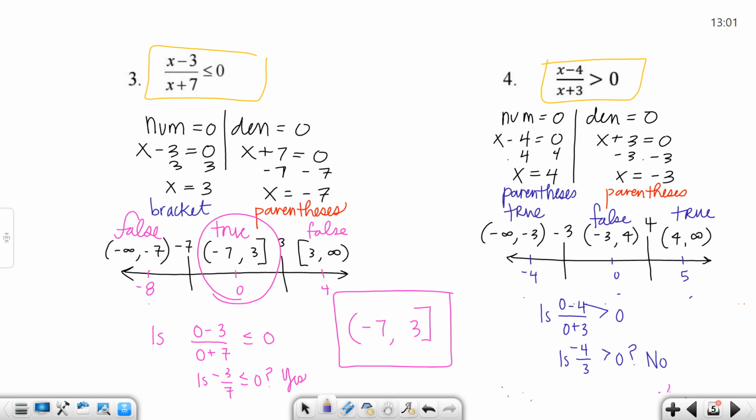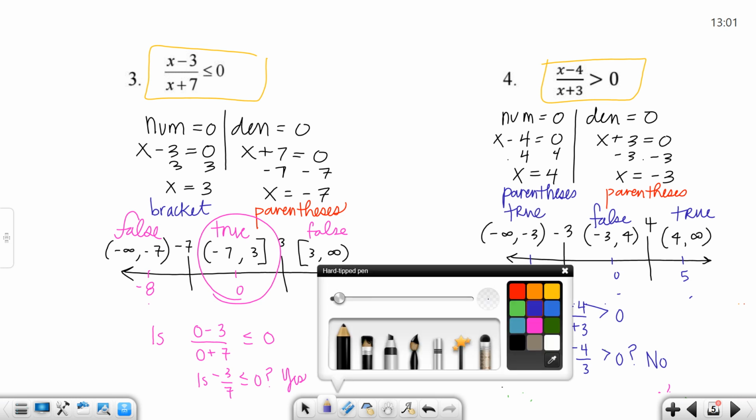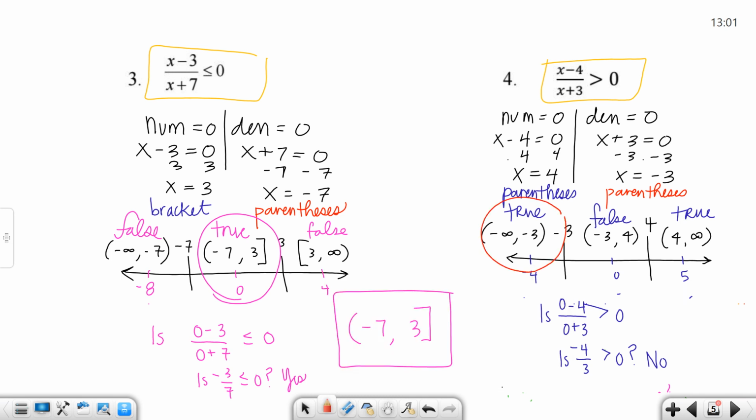Now remember, when you pick these, you only pick true. So this one's going to have a two-part answer. It's going to go from negative infinity to negative 3, union 4 to infinity. And it's going to have two pieces in its answer.